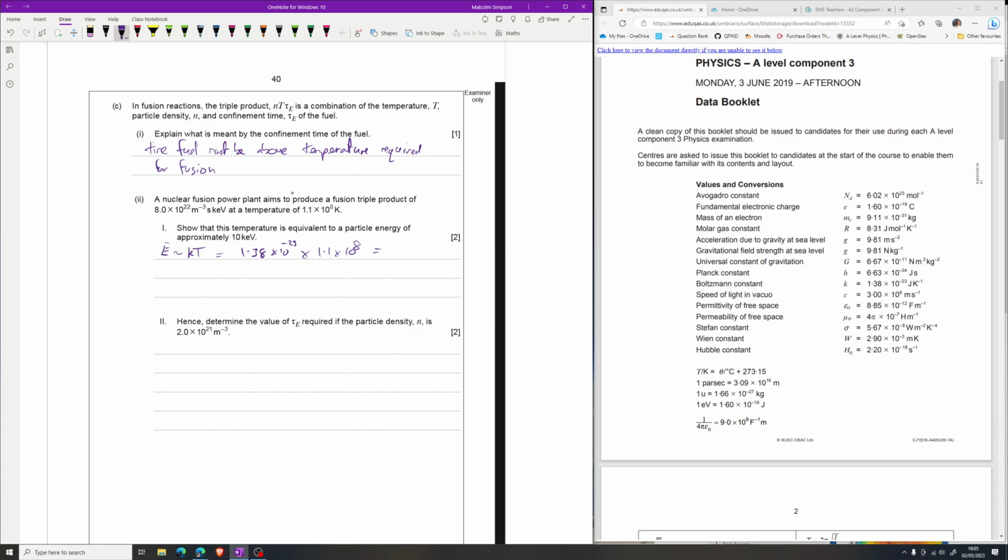So 1.52 times 10 to the minus 15. That is, of course, in joules. So to turn that into electron volts, we're just going to divide by 1.6 times 10 to the minus 19. Looks like that's going to give us about the right answer. Sorry, that is 19. So 9.5 times 10 to the 3, actually, eV, which is approximately 10 keV.